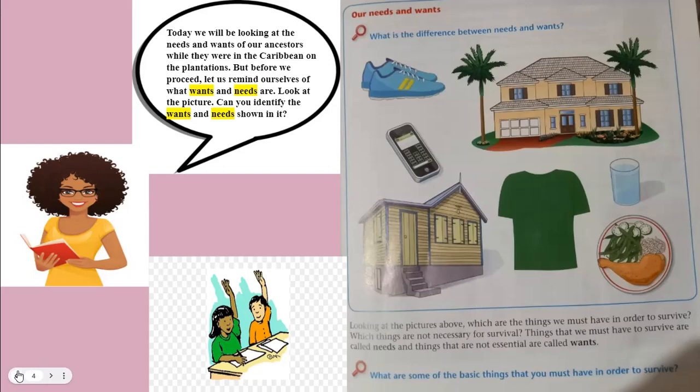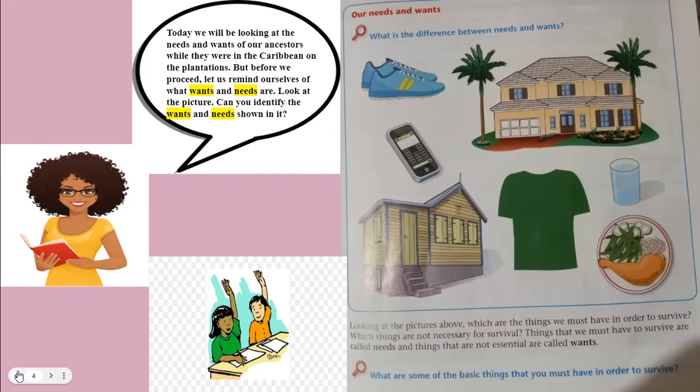needs are things that we must have in order to survive. So we cannot do without needs. And wants are things that we would like to have, but they are not essential. They are not necessary for survival. So our basic needs are food, clothing, shelter, and water.